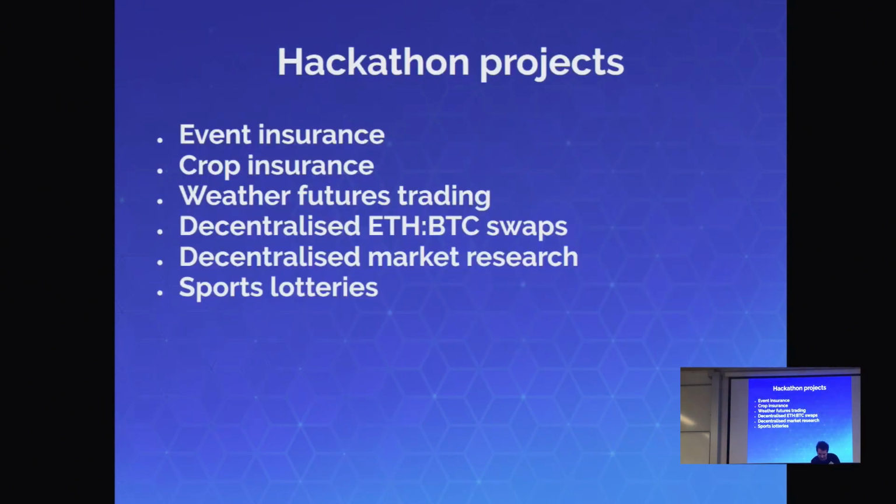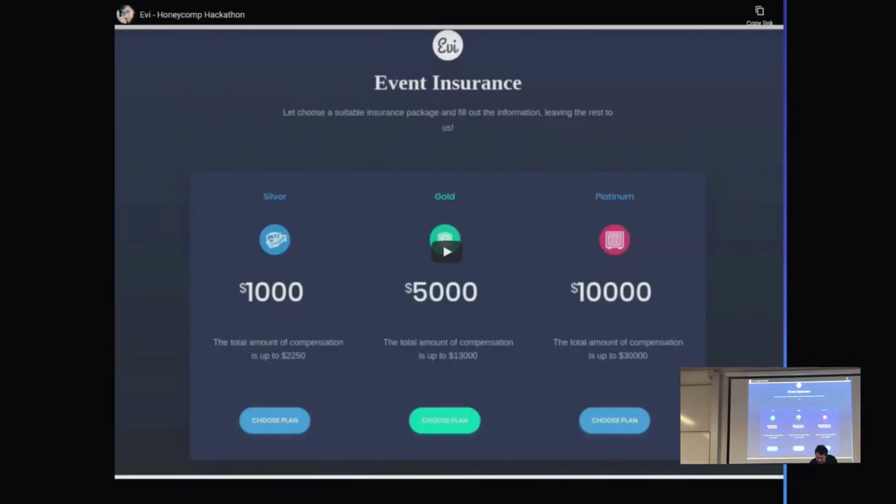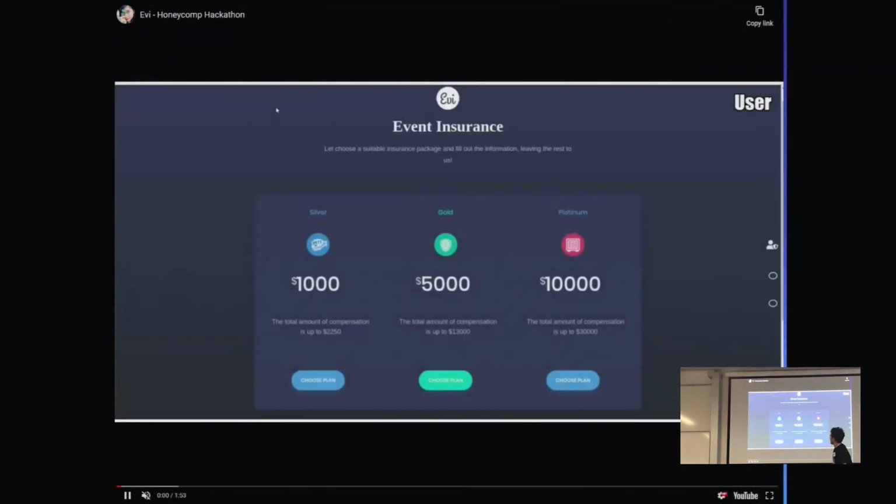And the hackathon projects that we did ran from things like event insurance to crop insurance, weather futures trading, sports lotteries, and a couple of different teams wrote a decentralized Ethereum to Bitcoin swap as well. So I'll just show you one of the projects. This is EV, which is event insurance against adverse weather conditions. So it's quite a nice, simple application, really.